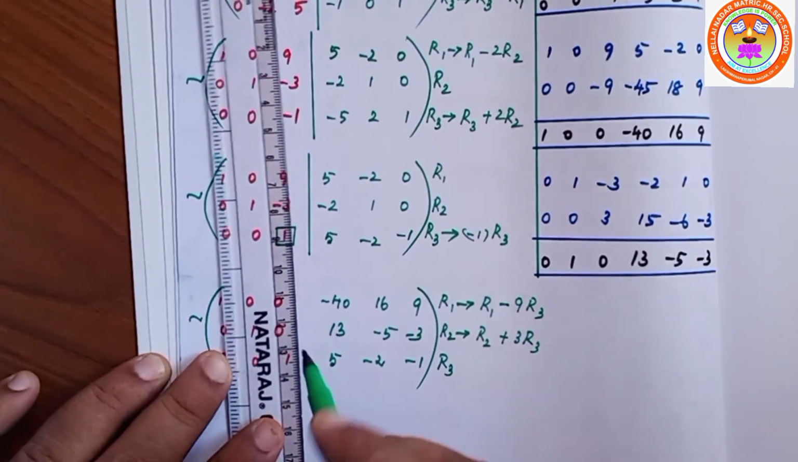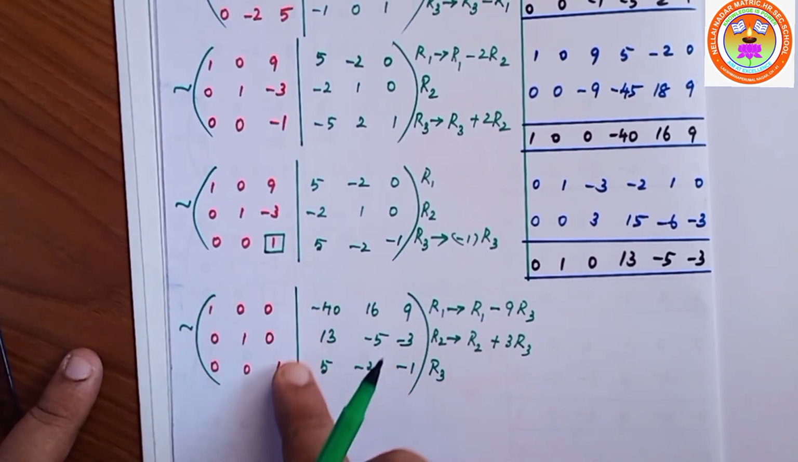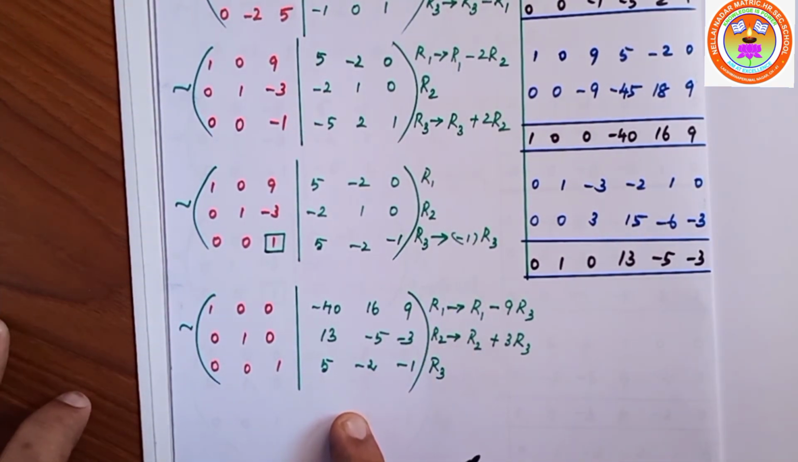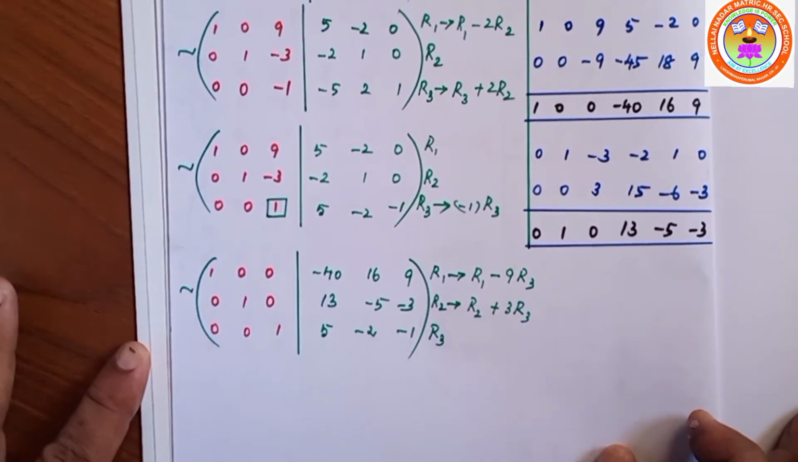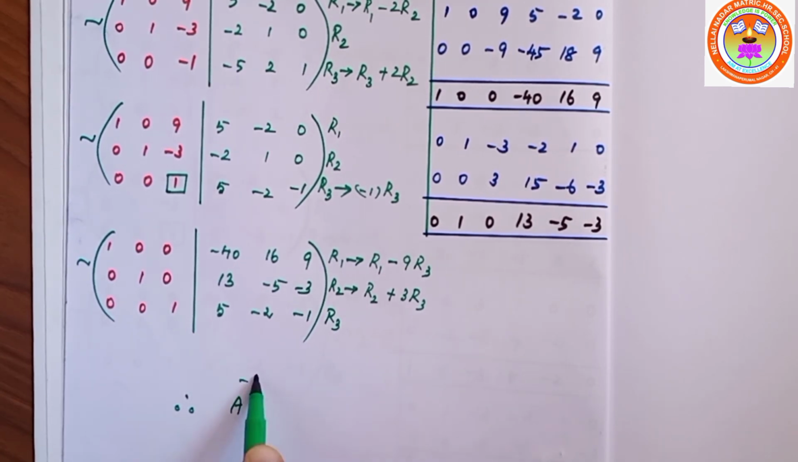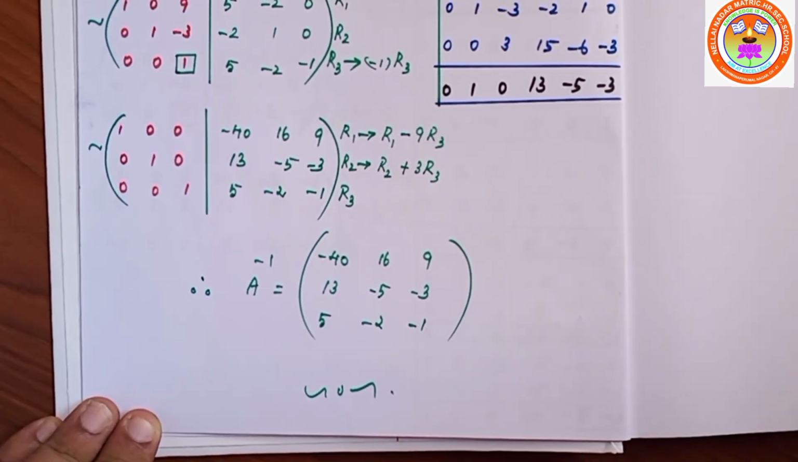At the center, draw a line. Now look at that matrix. This is an identity matrix. Therefore, this matrix is the inverse of the given matrix A. Finally, write the result. A inverse is equal to minus 40, 16, 9, 13, minus 5, minus 3, 5, minus 2, minus 1. So all the 3 subdivisions of problem number 3 are completed.